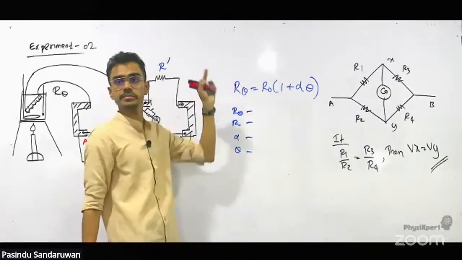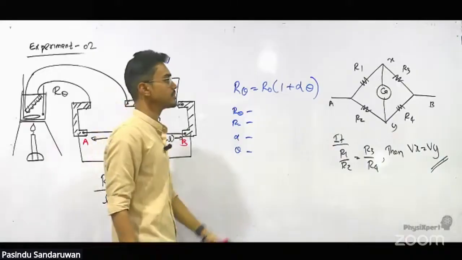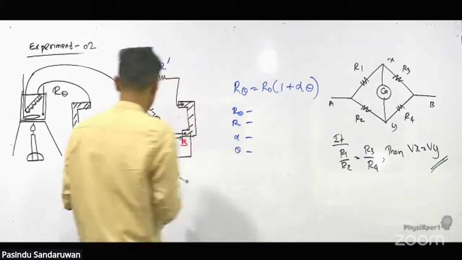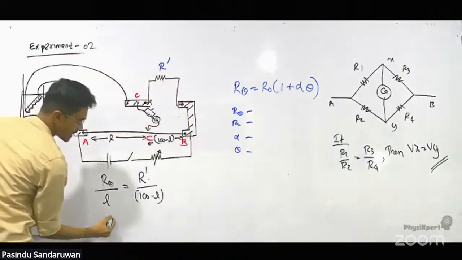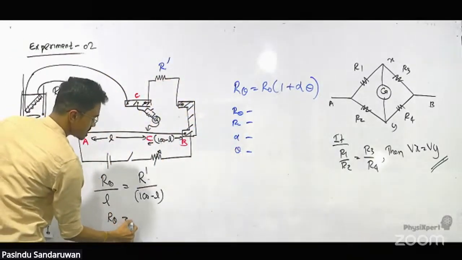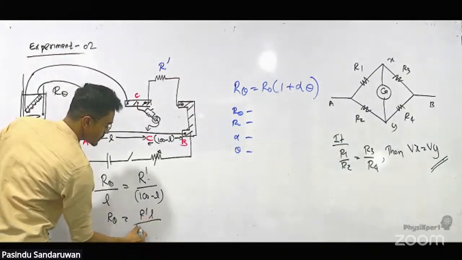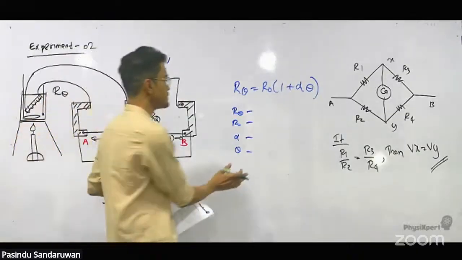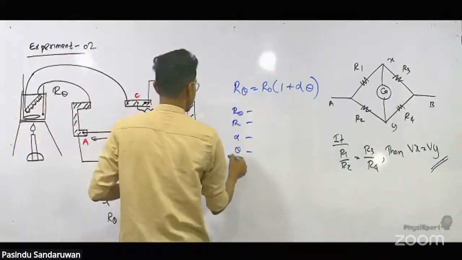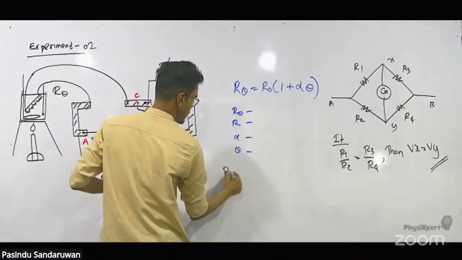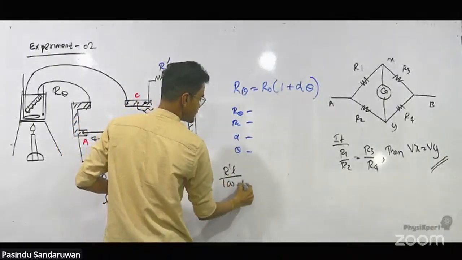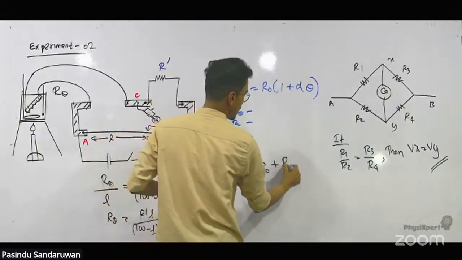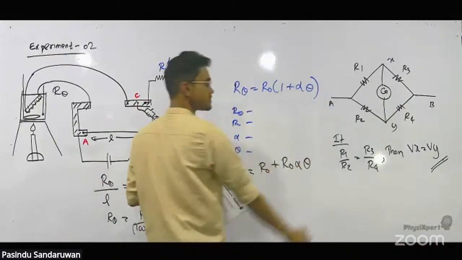Using this. This is the meter bridge. Now, from this, make R theta the subject. R theta is given by R dash L over 100 minus L. Now, if we connect these two, R theta is this, R dash L over 100 minus L, right? Equals R naught plus R naught alpha theta.